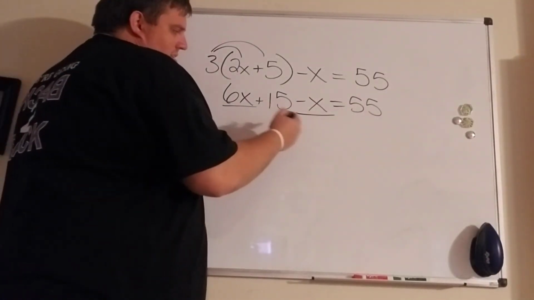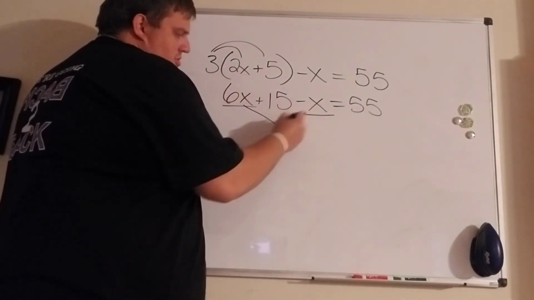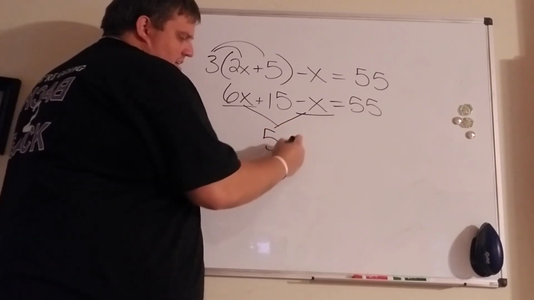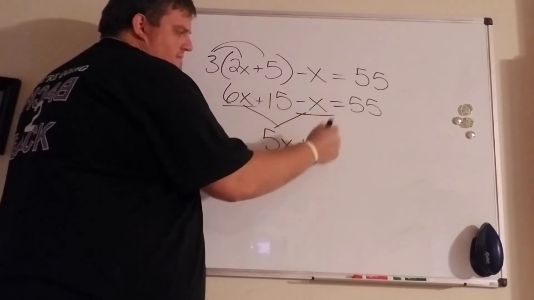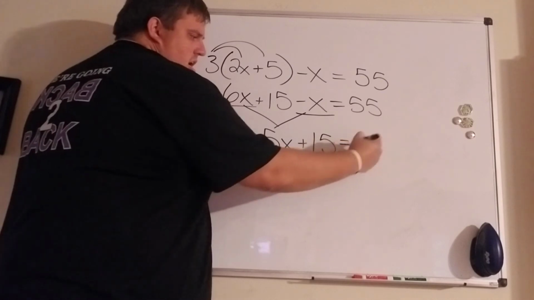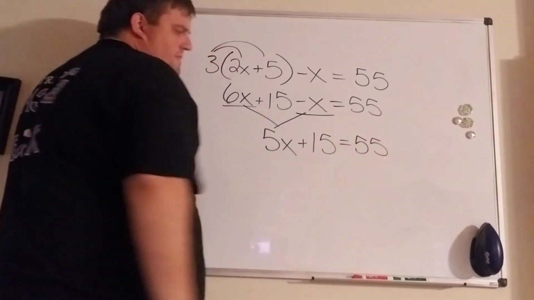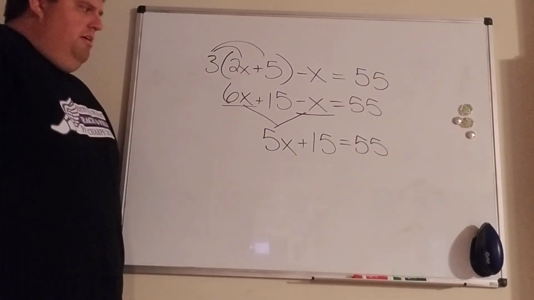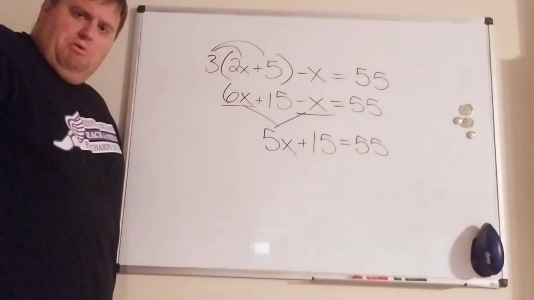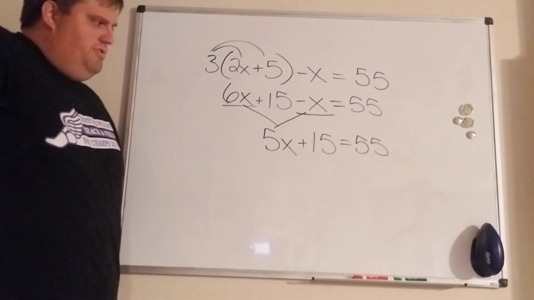6x minus 1x, if we combine those two things, that would be 5x. And we still have 15. And on this side, we're still chilling with 55. From there, it's just a little two-step equation, right? And hopefully you guys remember doing two-step equations.